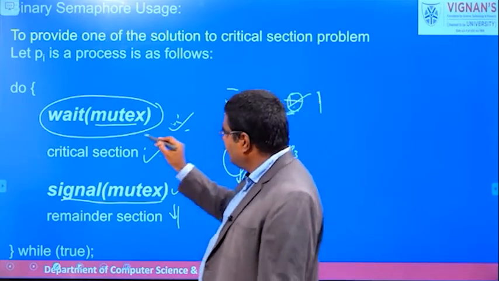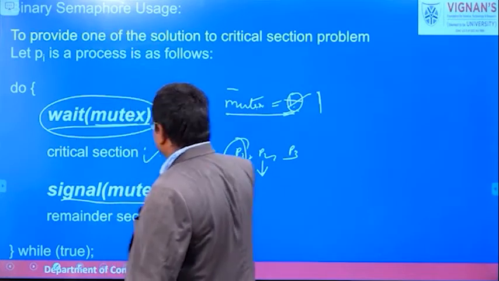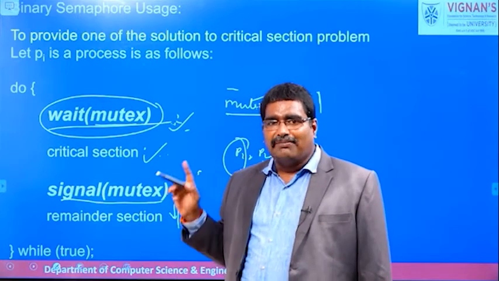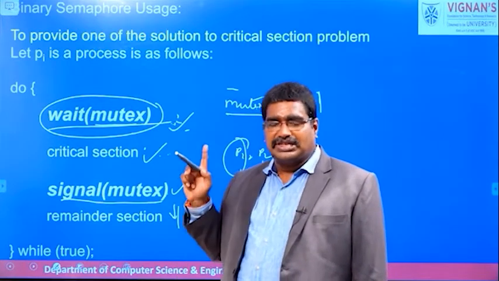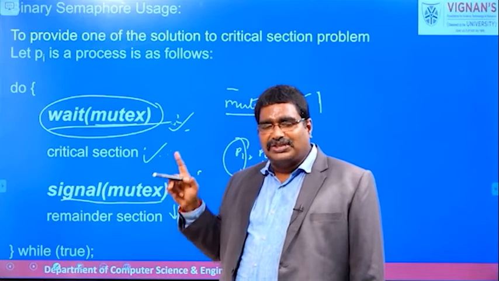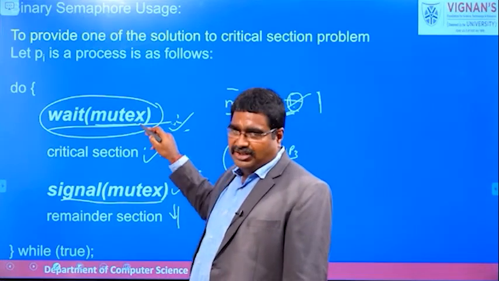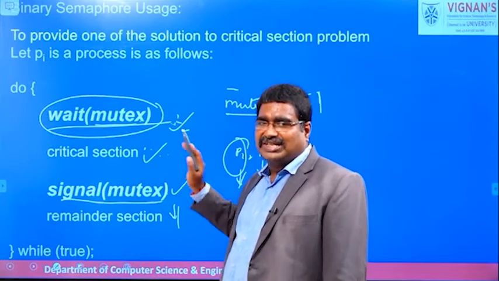So automatically, using the wait mutex, we are able to implement the mutual exclusion. The reason is mutex is a binary semaphore, its initial value is 1. First, whichever process wishes to enter comes out of the wait function and mutex is set to 0, and that process enters into the critical section.